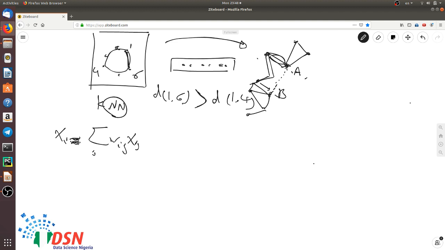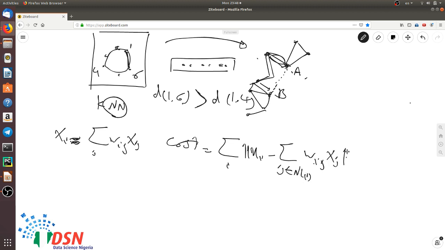So they are some kind of average of the neighbor data points. And for finding the optimal weights, we could use a cost function of this, the sum over the neighbors of i of w_ij x_j squared, and because this is a weighted average, we know that the sum of all these weights is 1.